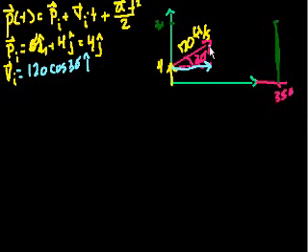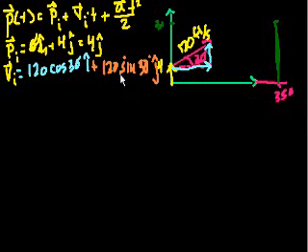And then what's the y component? Well, that's just 120 sine of 30 degrees. Plus, let me do it in a different color, just for variety, plus 120 sine of 30 degrees j. Right? That's its component in the y direction. And let's see, so we can rewrite the initial velocity.